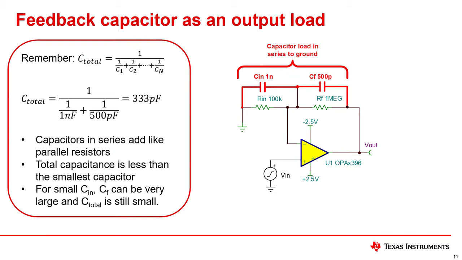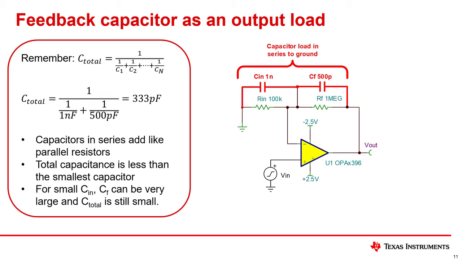This slide provides more detail on the possibility that adding a feedback capacitor can introduce a capacitive load. In the previous slide, the input capacitance is 1 nanofarad and the feedback was selected to be 500 picofarads. Both capacitors are fairly large. The two capacitances are effectively in series with the amplifier output, so the total capacitance can be calculated using the standard rule for capacitors. In the case of series capacitors, they add using the same method as resistors in parallel. In this example, the 1 nanofarad and 500 picofarad capacitors add to a total of 333 picofarads.